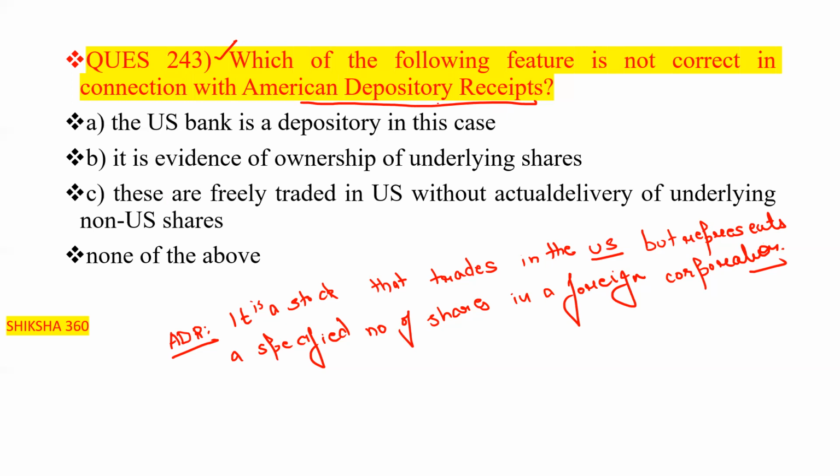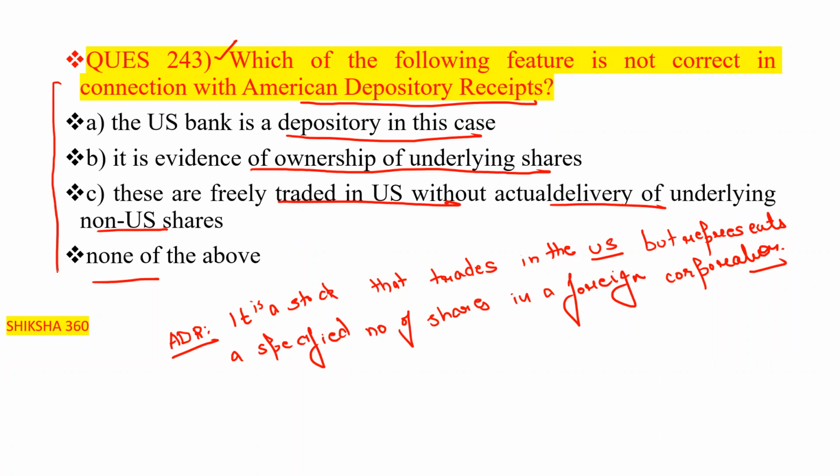Which of the following is not correct? The US bank is a depository in this case. It is evidence of ownership of underlying shares. These are freely traded in the US without actual delivery of underlying non-US shares, or none of the above. So what is the correct answer here? Please tell fast.